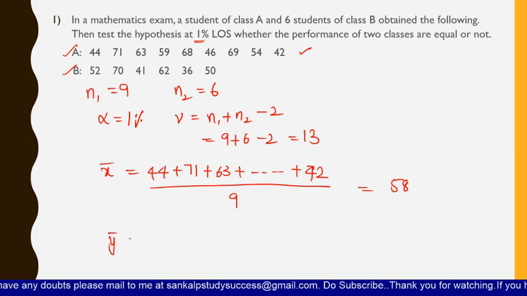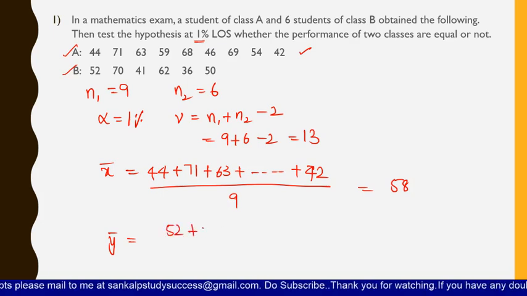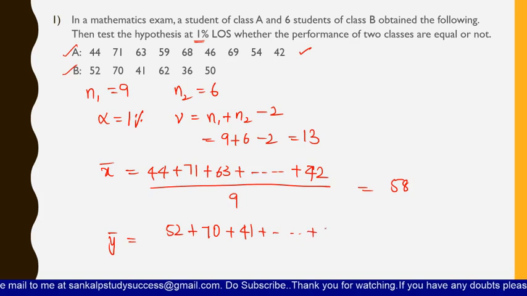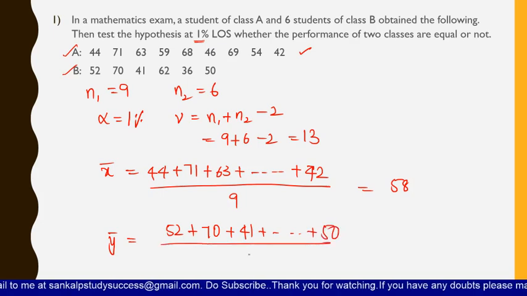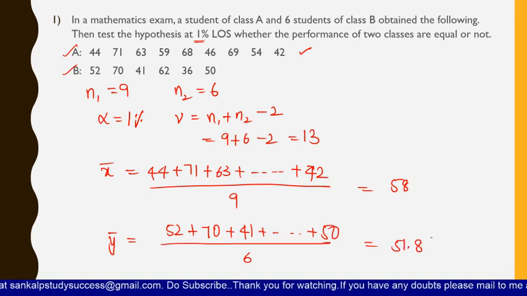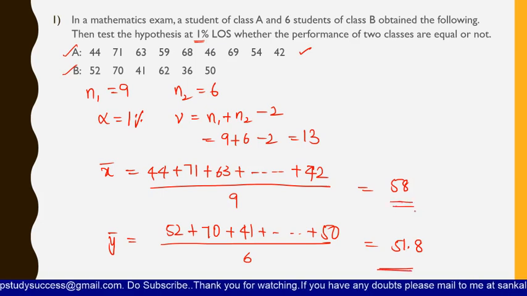So now we will find out what is y bar. Y bar is equal to, we will add all the observations of B class, 52 plus 70 plus 41 plus and so on up to 50, and you will divide by 6 because the total number of observations is 6. Here you will get the value as 51.8. So these are the values of the mean. That means we have found x bar and y bar.